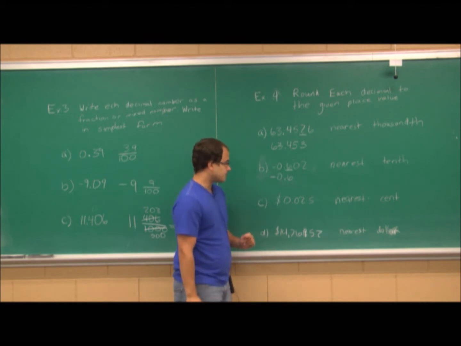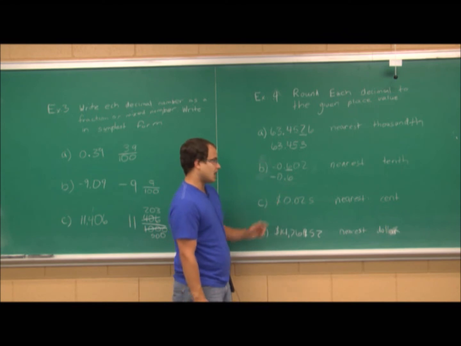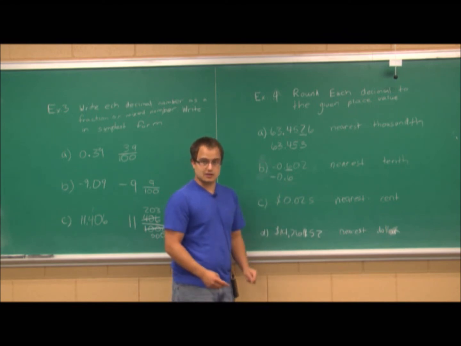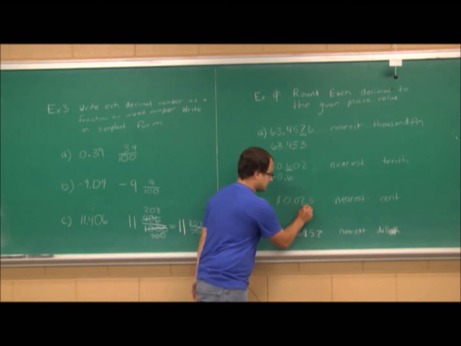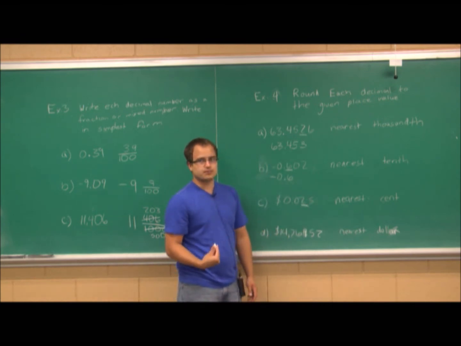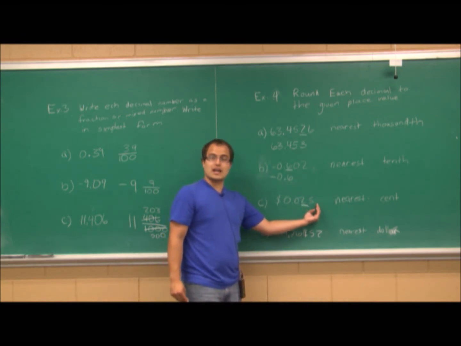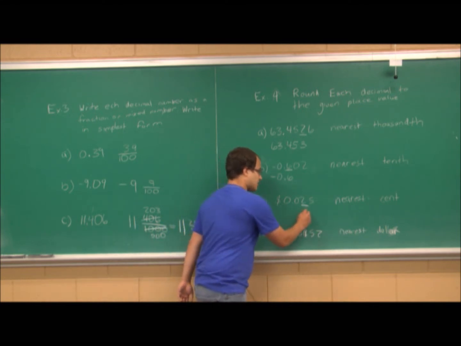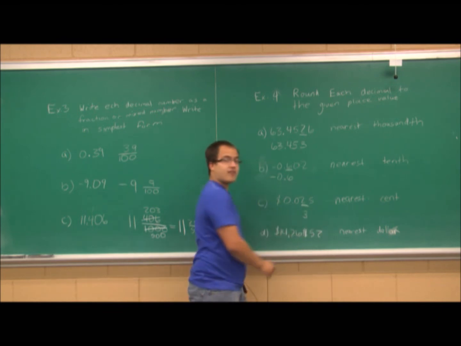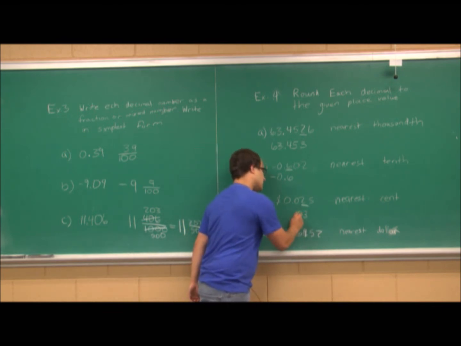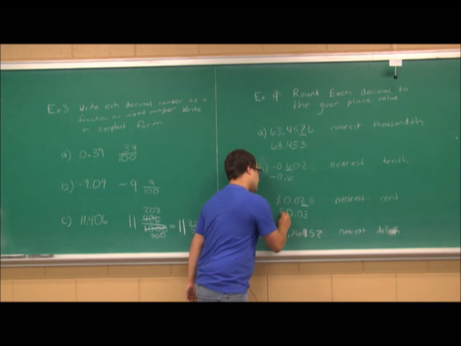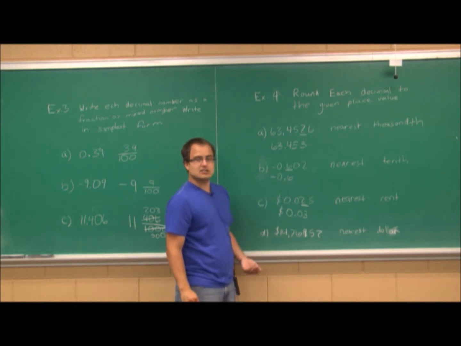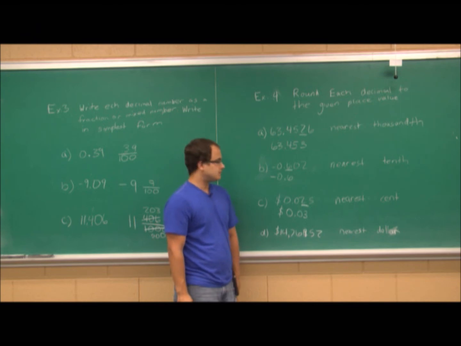Now part C is 25 thousandths of a dollar, round to the nearest cent. Well, the cents is this place value, or the hundredths. I look immediately to the right. It is equal to 5. Our rule for rounding is when it's equal to 5, we round up. So that 2 becomes a 3. I drop the 5. Everything in front stays the same. So rounded to the nearest cent is 3 cents.